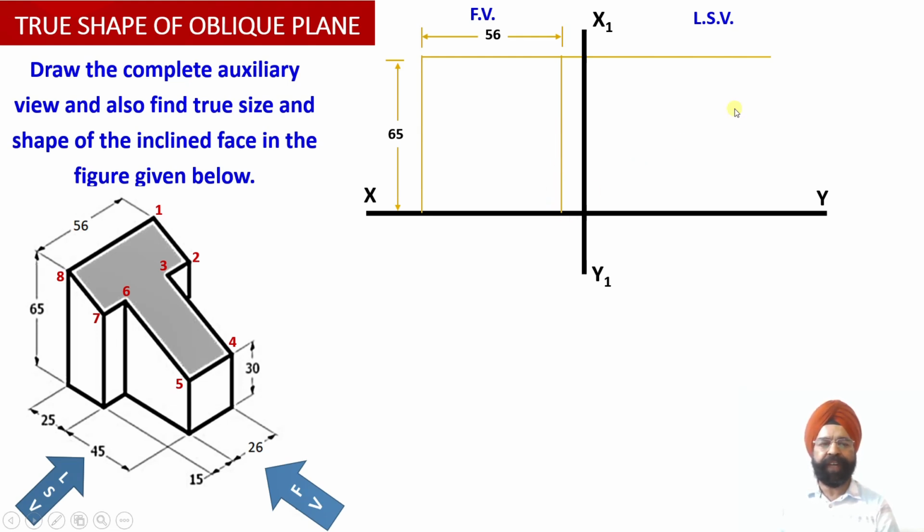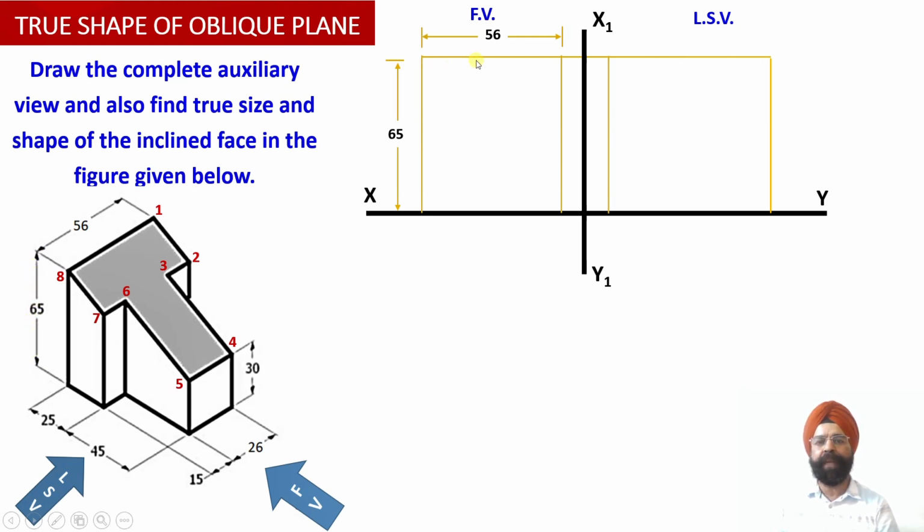Similarly, for the left hand side view, we evaluate that when we look at the solid from the left hand side, this is the depth of the solid. The depth of the solid happens to be equal to 70 millimeter. So we have the depth of the solid equal to 70 millimeter from the left hand side view, and the height of the solid will be equal to 65 millimeter.